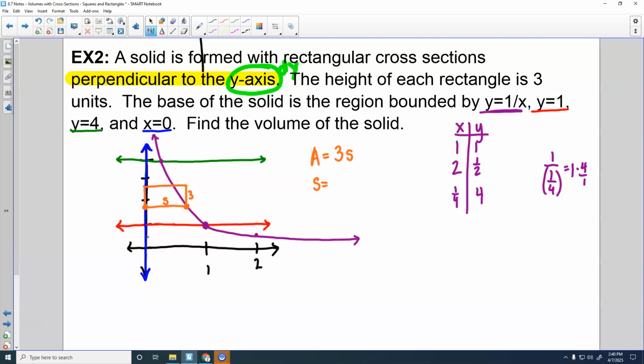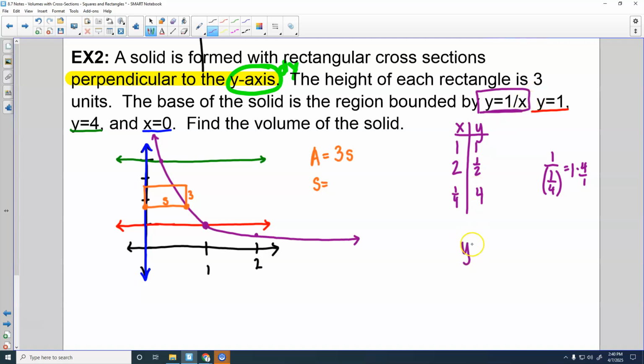It needs to have, in this particular case, Y, because I'm perpendicular to the Y axis. So S is going to equal right minus left. If it were in terms of X, it'd be top minus bottom, but in this case, it's going to be right minus left. Now, I do have to be careful here because Y equals 1 over X. This is in terms of X.